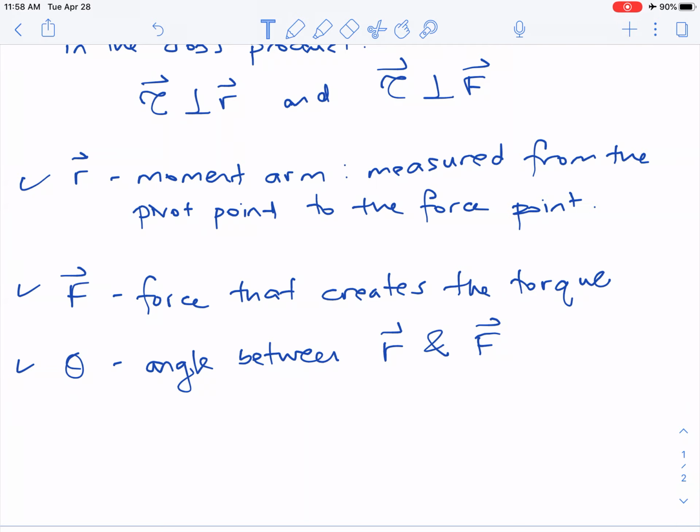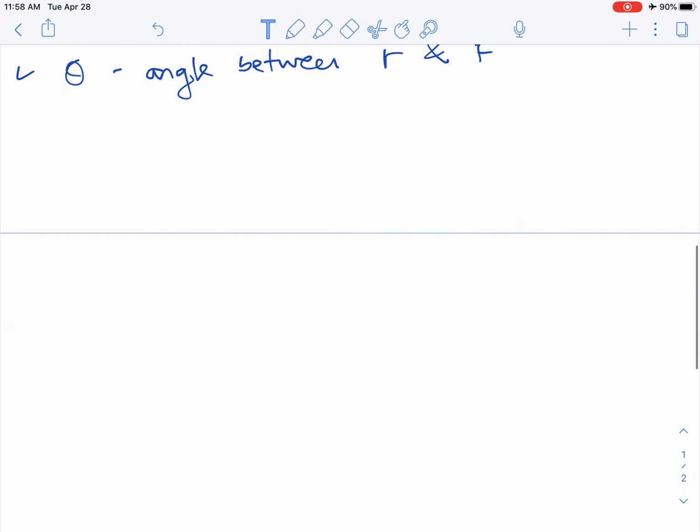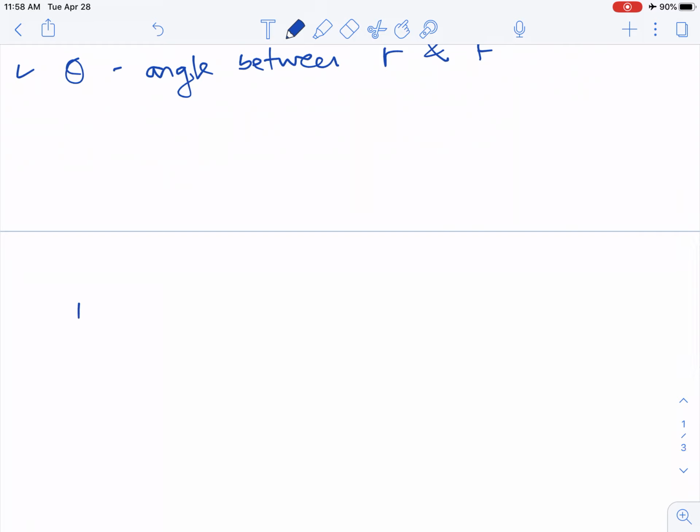I'm going to give an example here. Let's have a rod, and that is our object, and let's put our pivot point here. You don't need to show it like that. You can just sometimes show it like a dot, but I always write on it. That's my pivot point, just to represent it. And let's say that we have a force applied this way, and let's say that this angle is given as theta, okay? So how do I draw my moment arm?